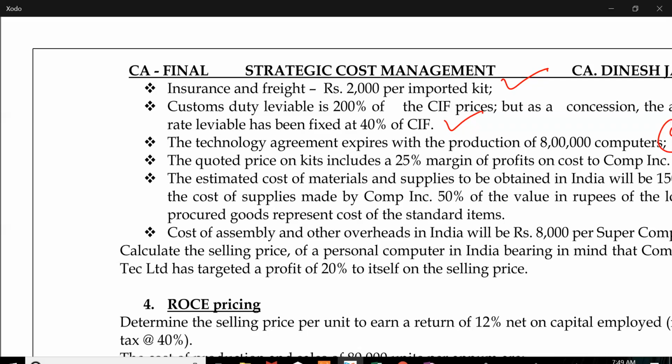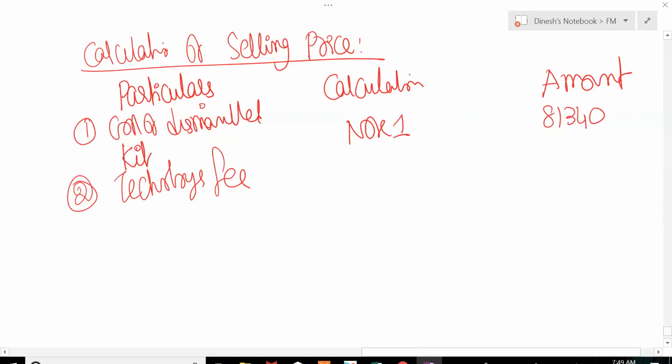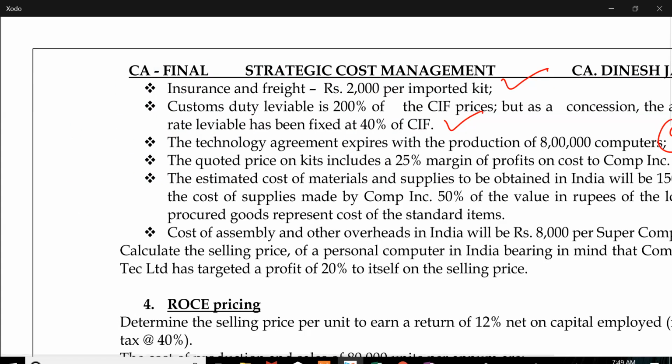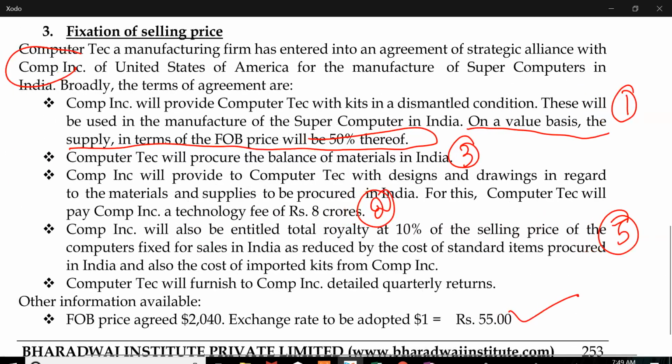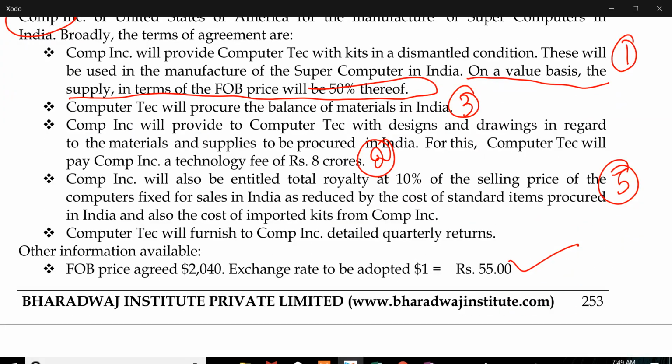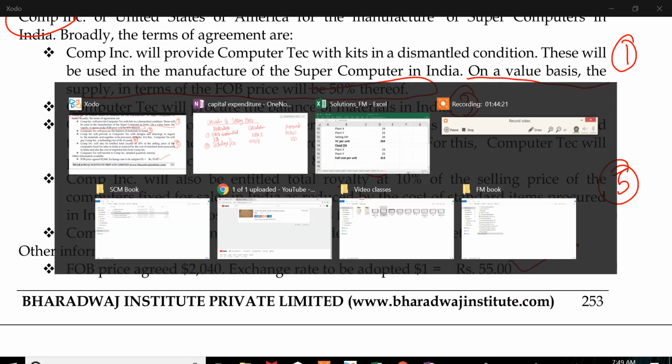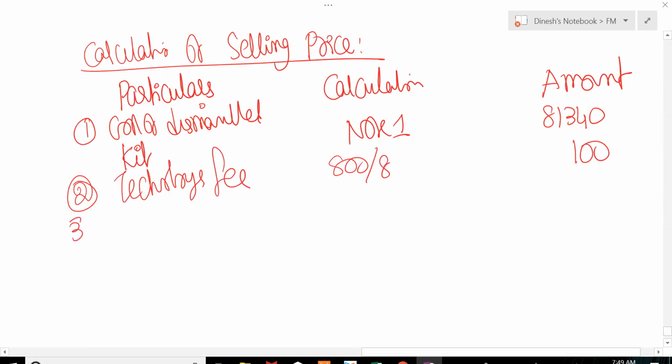$8 crore by 8 lakh computers. So 800 lakhs by 8. 100 rupees the technology fee. 800 lakhs by 8. Any doubts on this? Third one is local procurement.